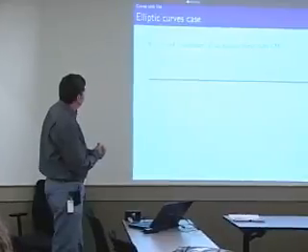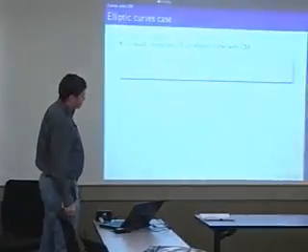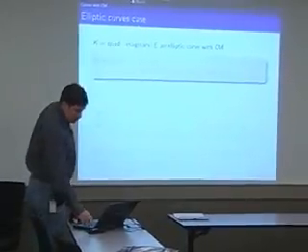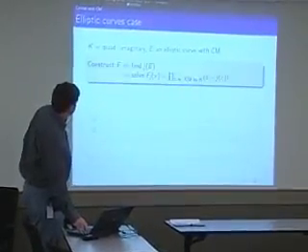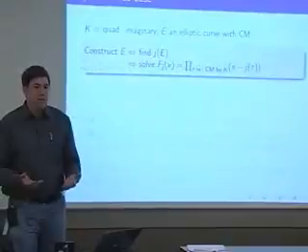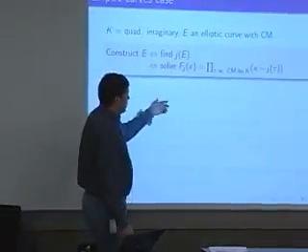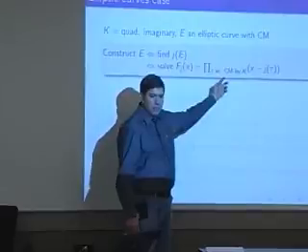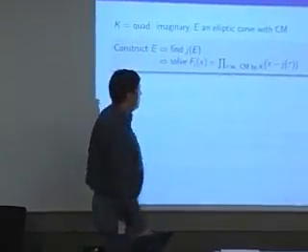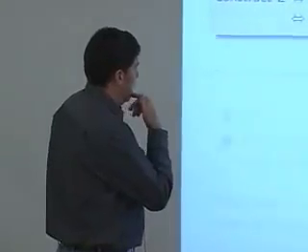Let me quickly remind you, if you look at elliptic curves with CM and you want to construct such an elliptic curve with CM, then to construct it is basically to find its J invariant. But that's an algebraic number. So what does it mean to find it? Essentially, it means to solve or take a solution of its characteristic polynomial.